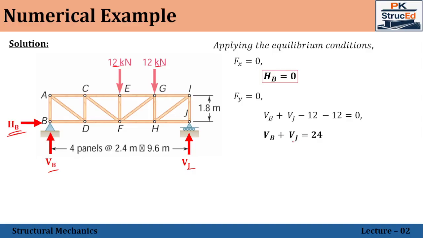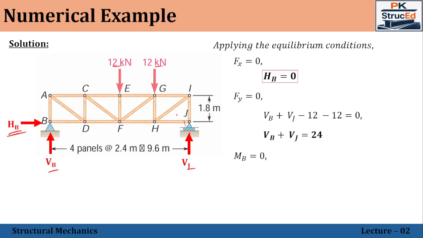But we need to calculate the values of VB and VJ, for which we can apply the third equilibrium condition, that is the moment is equal to 0. As the truss members are connected through frictionless pins, at all the joints the moment can be equated to 0. For our convenience, we are taking moments with respect to the support B. MB is equal to 0. In that case, we have VJ.